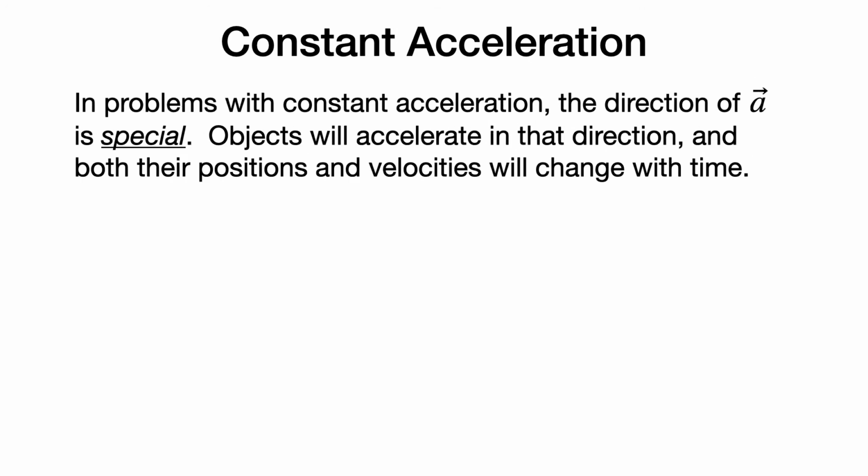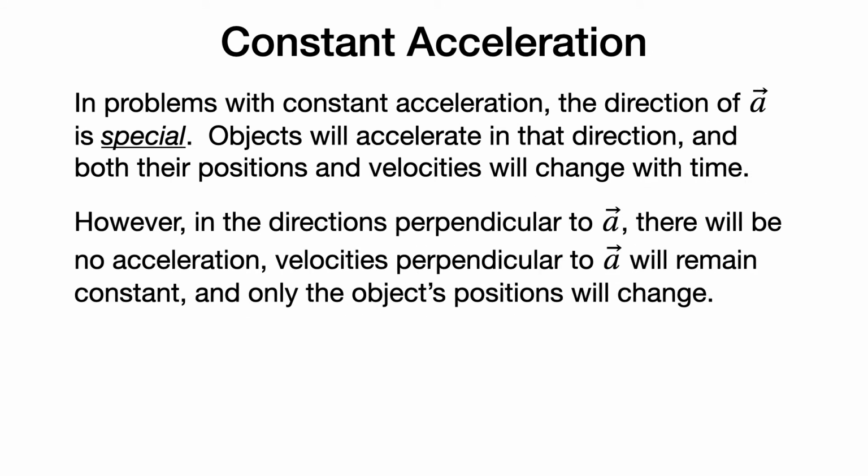Now, in problems with constant acceleration, the direction of the acceleration is special. Objects will accelerate in that direction, and both the positions and velocities will change with time in that direction. On the other hand, in the direction perpendicular to the acceleration, there will be no acceleration. The velocities perpendicular to a will remain constant, and only the object's positions will change.